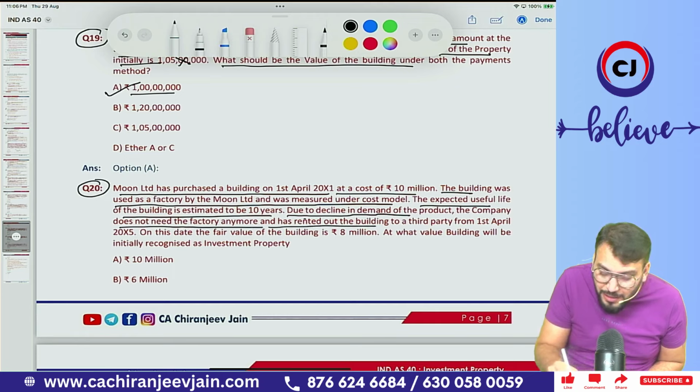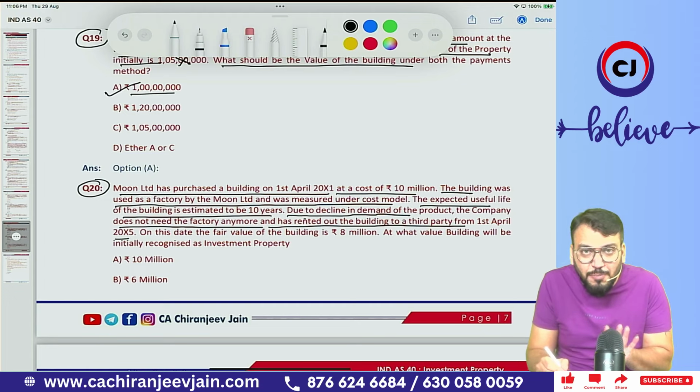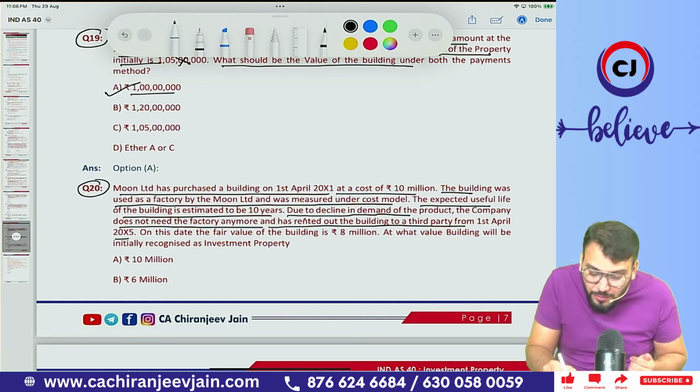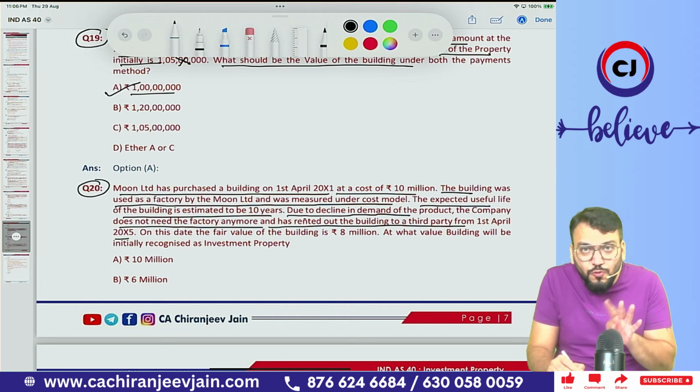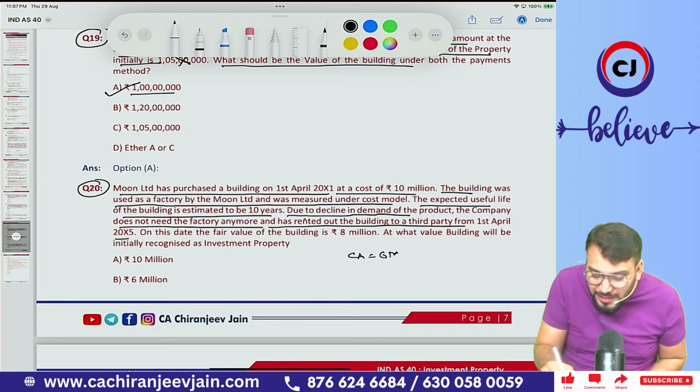Due to a decline in the demand of the product, the company does not need the factory anymore and has rented out the building to a third party from 1st April 2005. Means 4 years have expired. We need to find out the carrying amount of the building on the date of reclassification. So the carrying amount of the building: 10 million divided by 10, so 4 million will be the depreciation. So the carrying amount will be how much? 6 million will be the carrying amount.